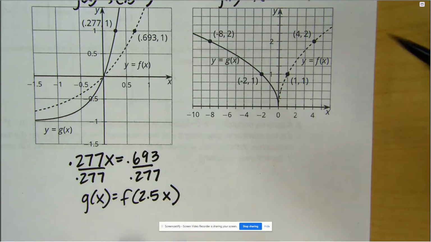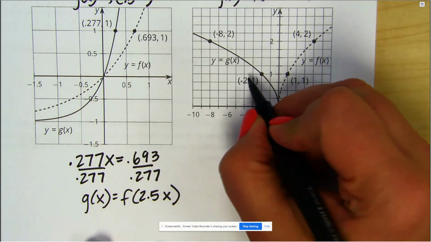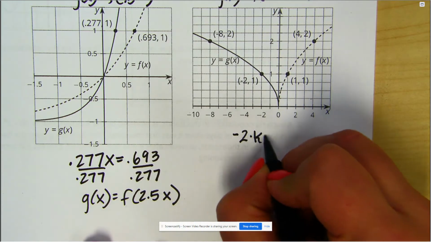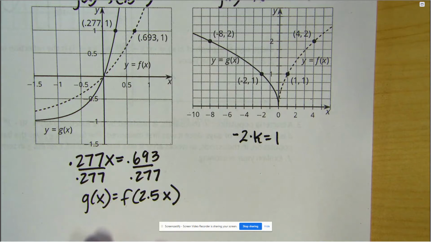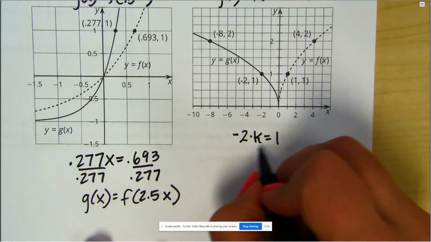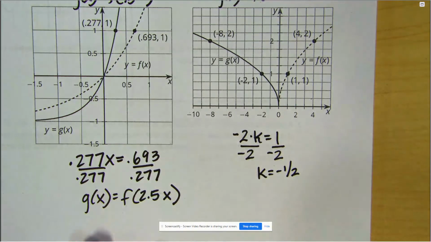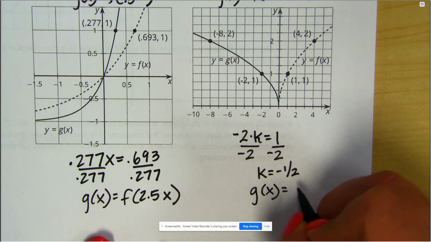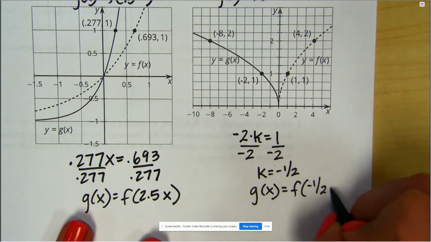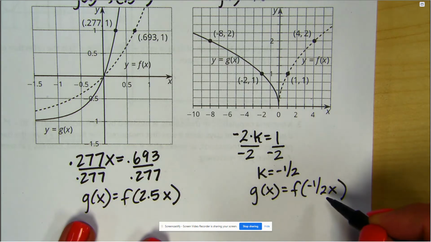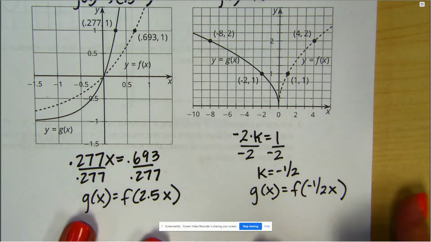And my last one here. This one we can kind of tell. Hopefully you can tell it's also been reflected. So here's my new function. What do I have to multiply? And I could have picked either point. I'm going to use this one. -2 times what scale factor to produce an input of 1? K equals -1/2. So I have G of X equals F of -1/2 X. Right, so that's technically a horizontal stretch and a reflection across the y-axis.